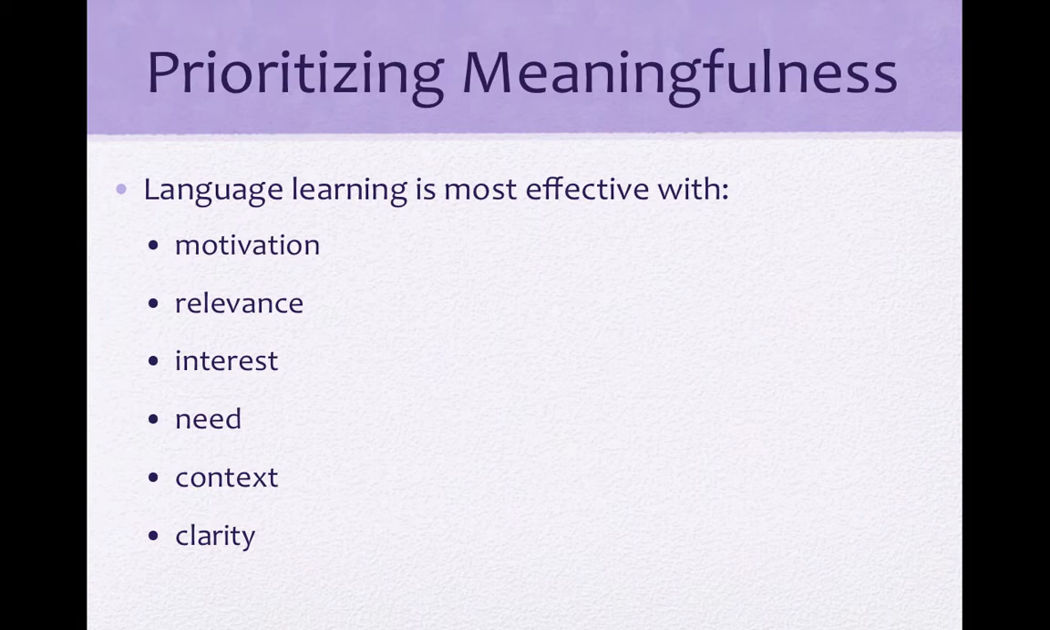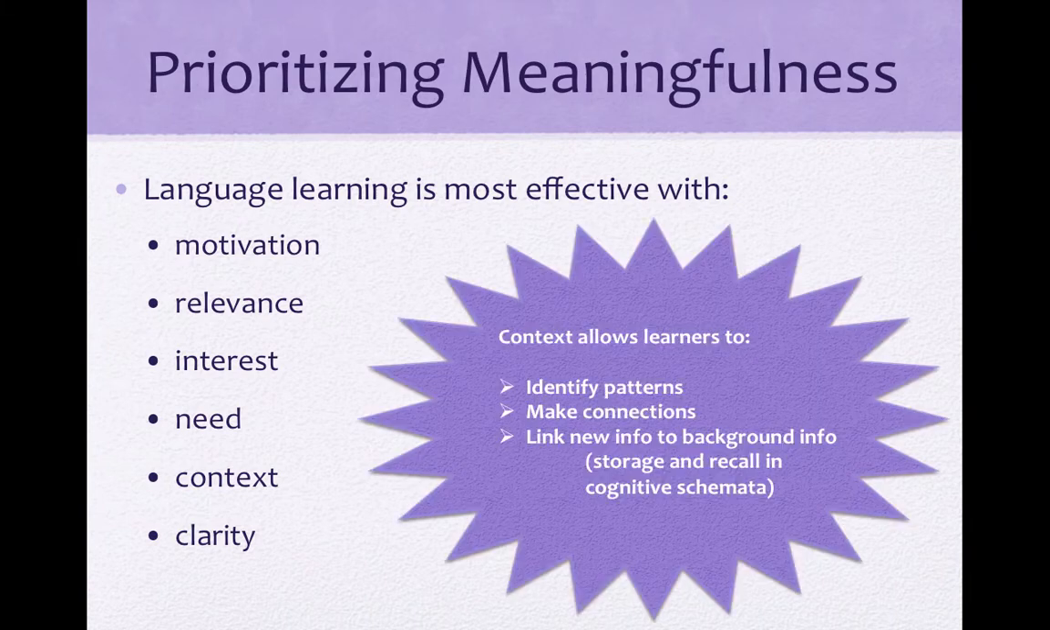When we give them a good context, where things aren't just randomly pulled out of the air that we're talking about, and when we're very clear about our expectations, we can set high expectations, but we have to be clear about them. Our context will then allow them to identify patterns, make connections, and link new info to background info. That all goes back to the ideas of storage and recall and the cognitive schemata that we were talking about last week. The idea that you have cognitive pathways in your brain that all link up together, and we have to be able to associate old knowledge with new knowledge.